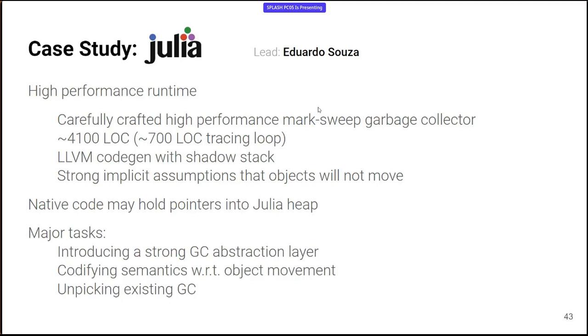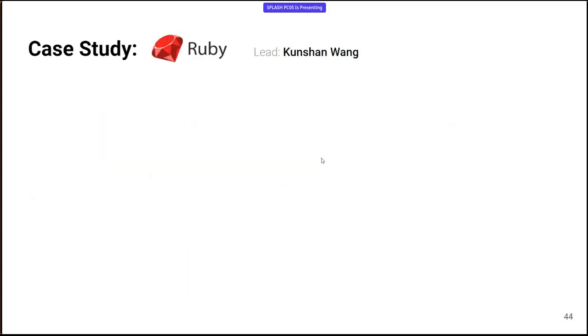What were the major tasks for us? We've spent more than a year on this. Tony, my partner in crime, and Eduardo, who has been the lead on this. We had to introduce a strong GC abstraction layer. We had to codify the semantics with respect to object movement, which were not explicit at all. They're just implicit semantics. And we had to unpick the existing GC, which is quite involved. Tony and I spent a lot of time with Eduardo trying to understand what that was doing.